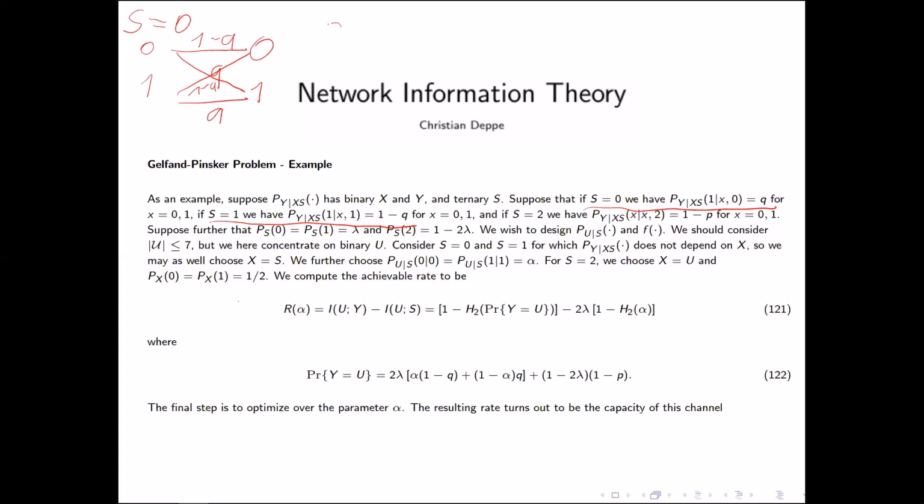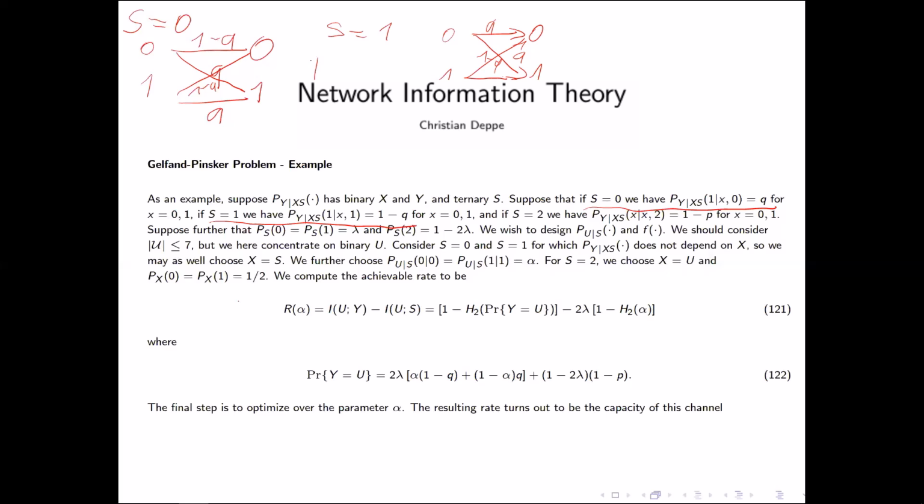So let's look at the case s equal 1. Let's assume we send, here's again x, we send 0 or we send 1. This means with probability q we go to 0, and with probability 1 minus q, we go to 1 if I send a 0. But I have the same for 1. With probability 1 minus q, I go to 1, and with probability q, I go to 0. This is the case if s is equal 1.